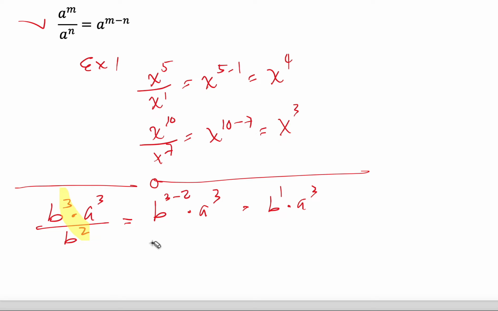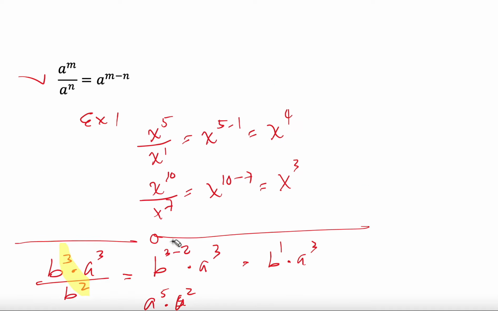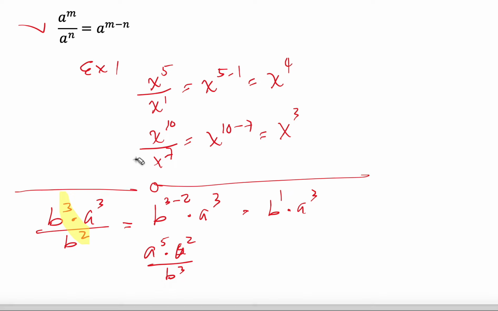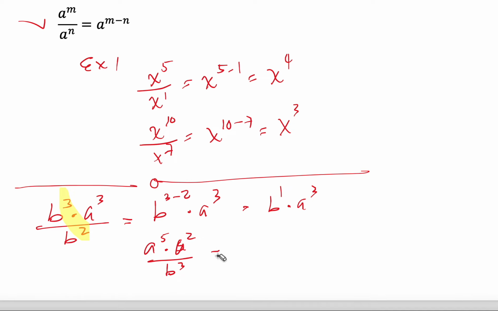Let's take a look at another problem. Let's say we have a to the fifth power times a to the second power over b to the third. Well, I notice that these two are a's, therefore I can use the first property that says that I should add the exponents. So let's go ahead and do that. That is equal to a to the seventh power over b to the third power.